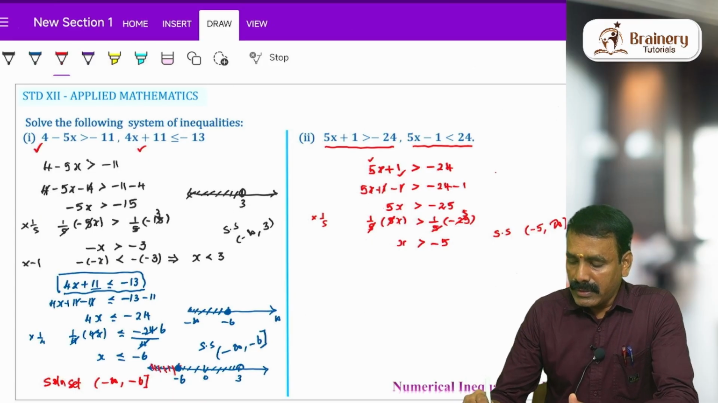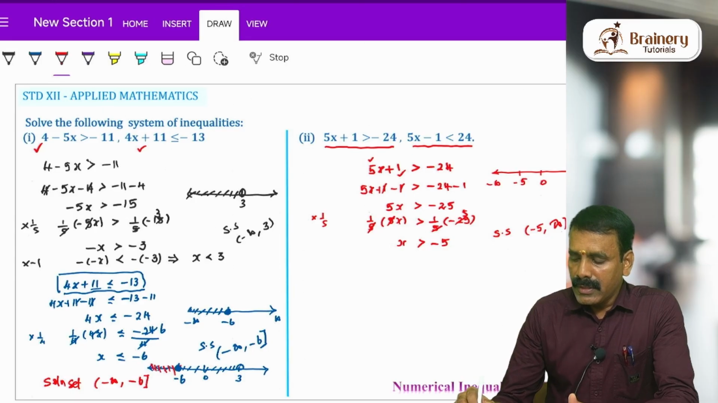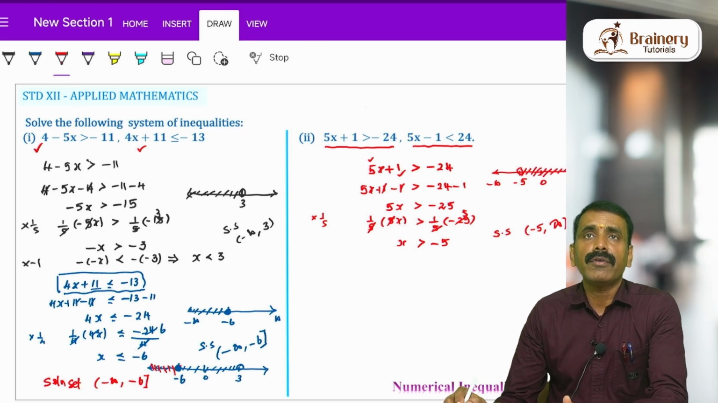If you want to draw it on the real number line, it will be minus infinity to plus infinity, 0 somewhere, and minus 5 on the left-hand side. So any number which is greater than minus 5, and minus 5 is not included, so we encircle it and take the right side. So this is the solution set for the first inequality.